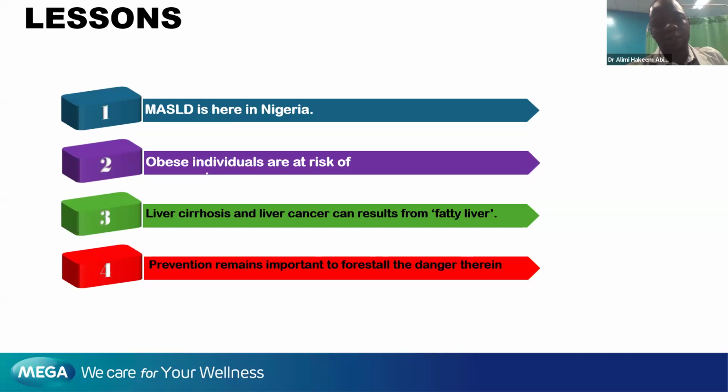So prevention, like Dr. Onyia has actually alluded to, remains important to forestall the danger therein. We don't want to add to the numbers of liver cancer from hepatitis B, and then this will now be another endemic. Thank you for listening.